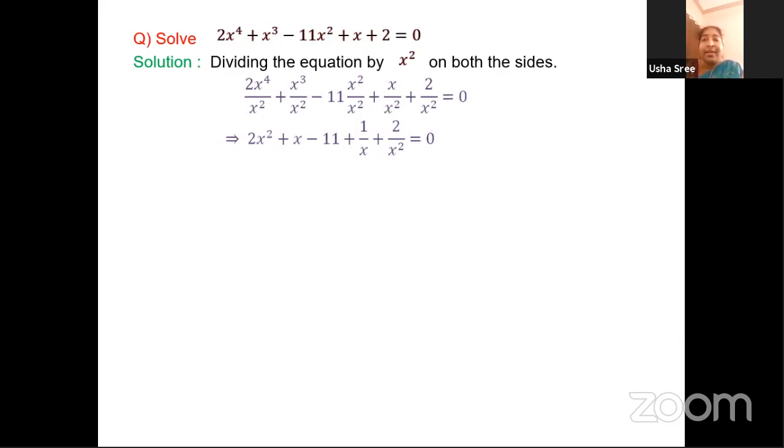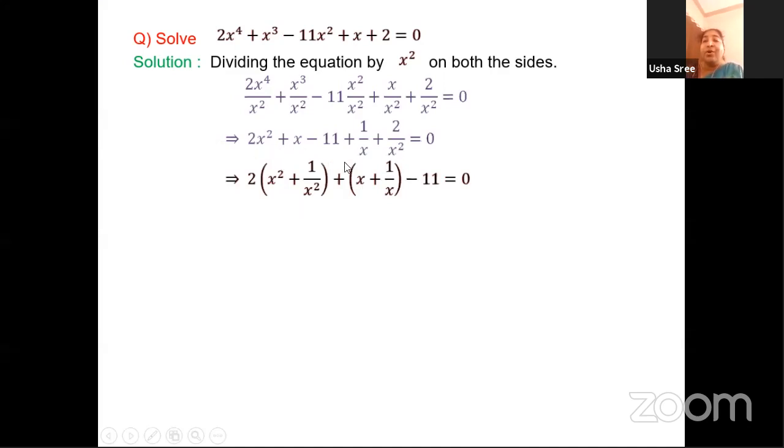Now look at your first term, 2x power 4 by x square leaves the answer as 2x square, isn't it? So you will get 2x square plus x cube by x square is x. Then x square by x square get cancelled, and you will be left with only minus 11. x by x square is 1 by x, and 2 by x square remains as it is. So you will be getting 2x square plus x minus 11 plus 1 by x plus 2 by x square equal to 0.